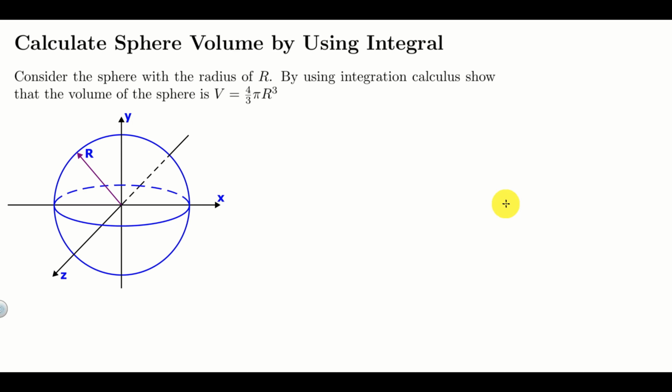Hello everyone, in this calculus and engineering tutorial we explain how to calculate the sphere volume by using an integral. And here's the problem that we want to solve. Consider the sphere with a radius of r. By using integration calculus and integrals, show that the volume of the sphere V is equal to 4/3 multiplying pi multiplying r to the power 3.